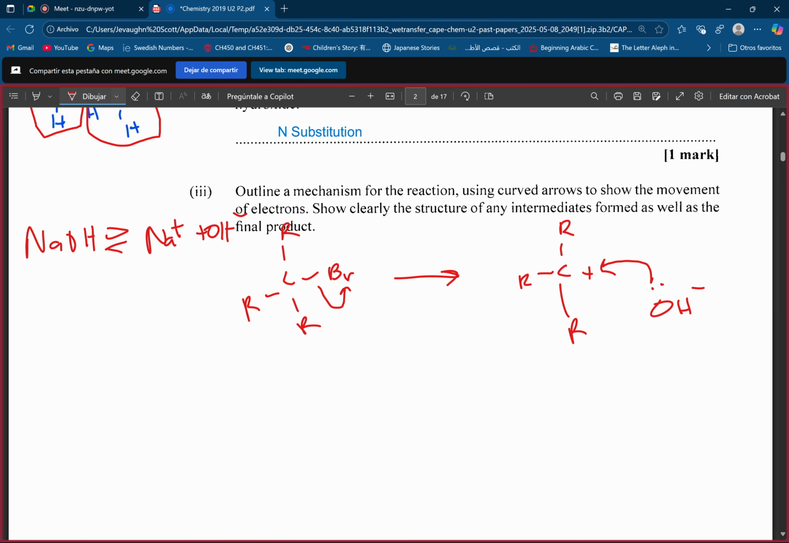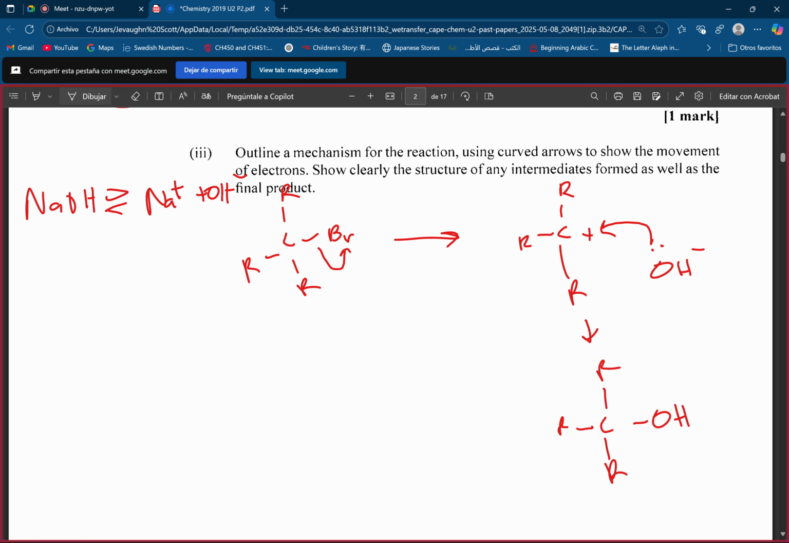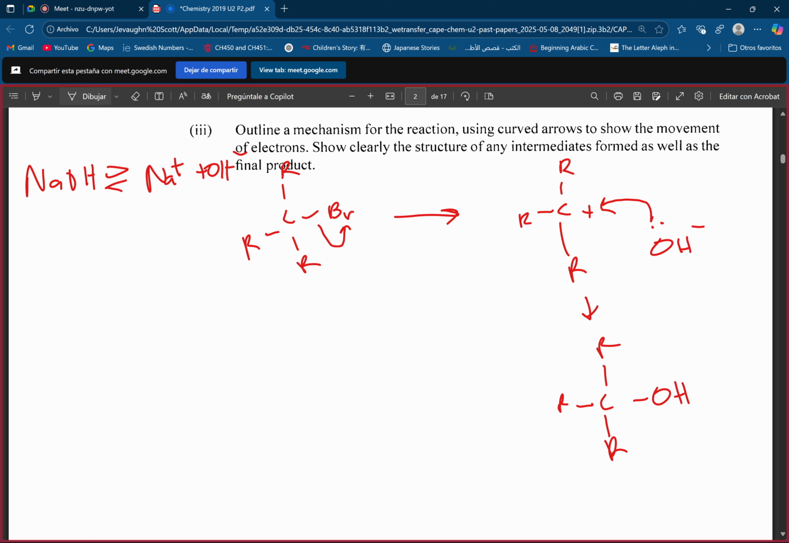So from this step, we're going to now gain the tertiary alcohol, right? So we're going to end up with R groups on all sides here and a hydroxyl group there. That is it. There's nothing more to it. But we must make sure that all the arrows make sense and they're going in the right direction.